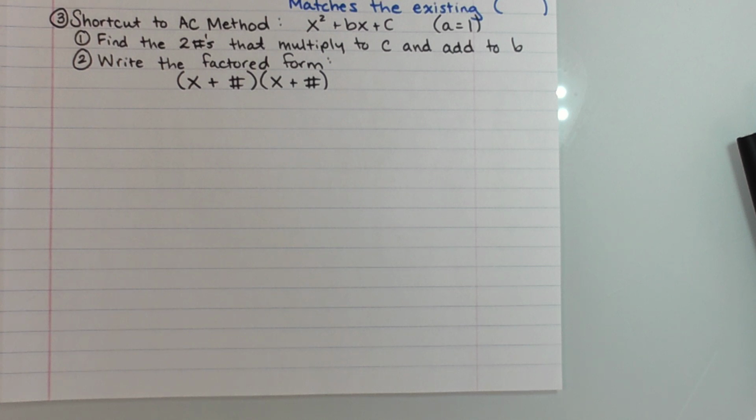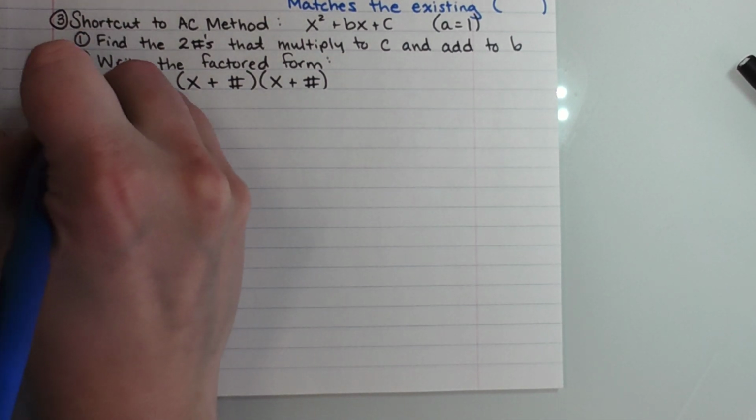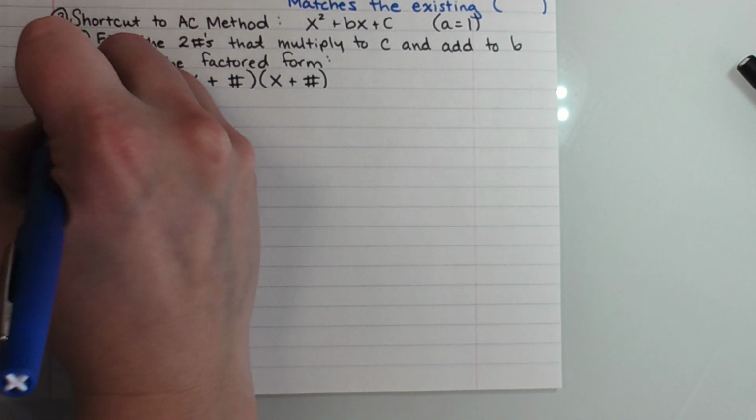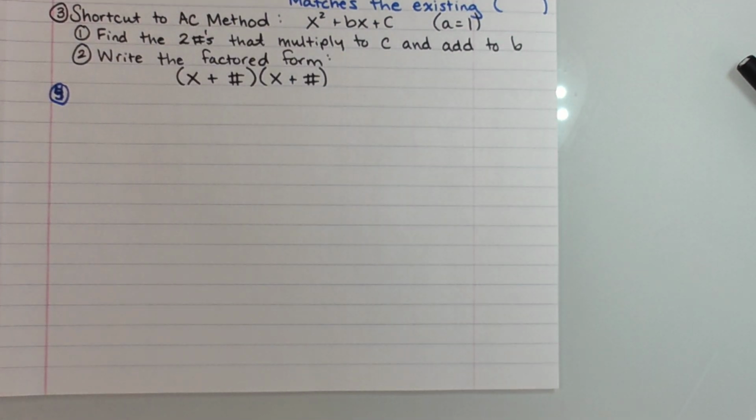Now, those were the first 3 methods of factoring that we talked about. But within those, we actually do somewhat have a 4th method. It's one we haven't really talked about. I've mentioned it, but you've been doing it. It's called factoring by grouping.